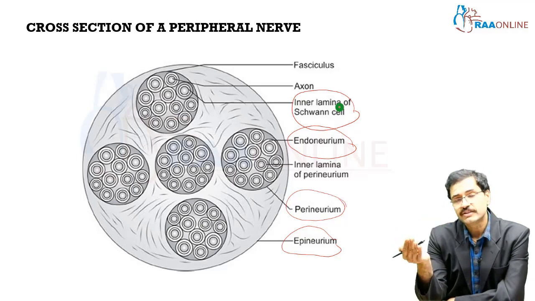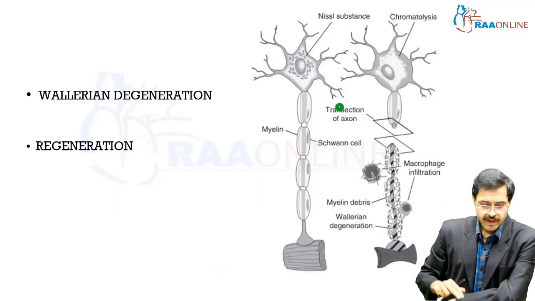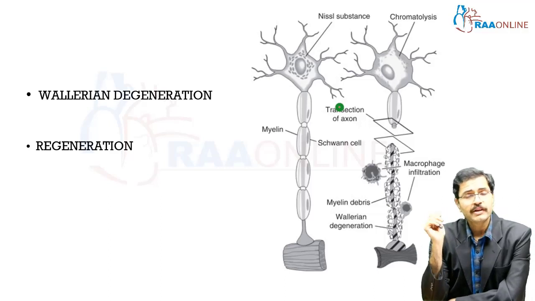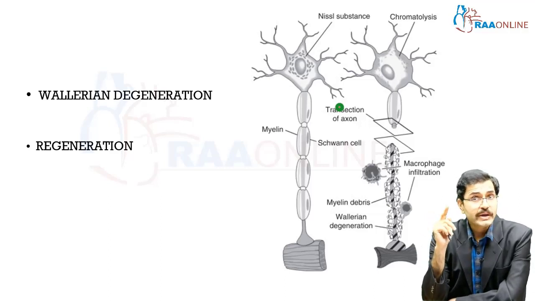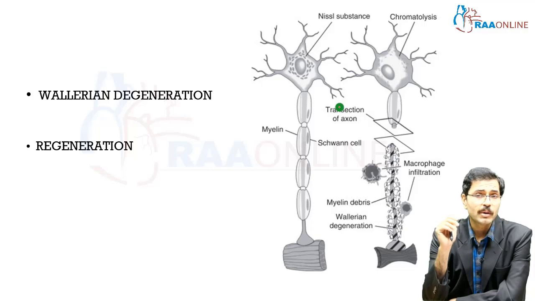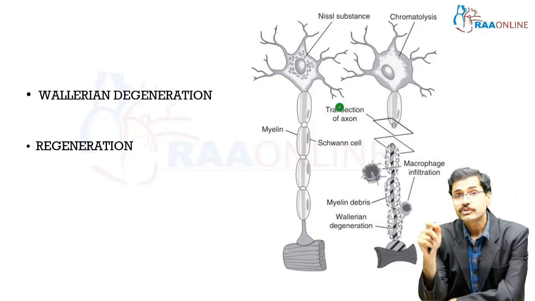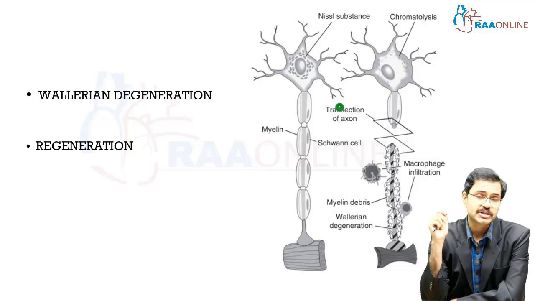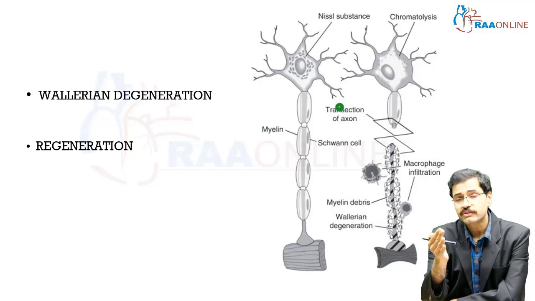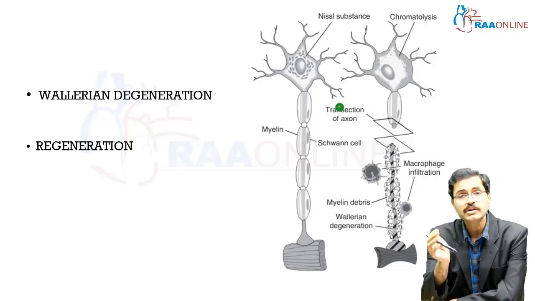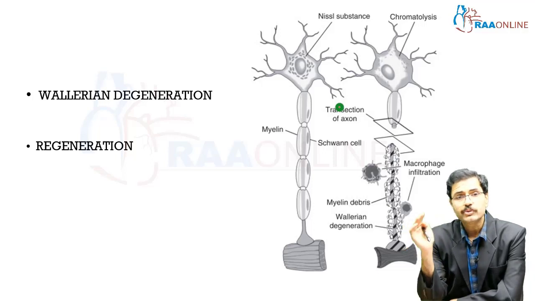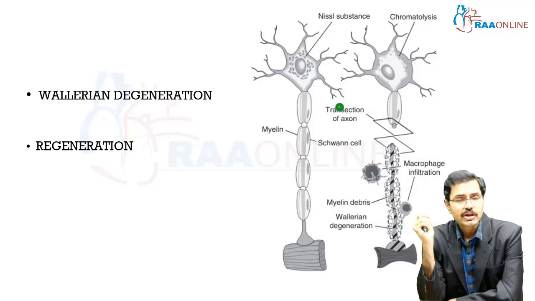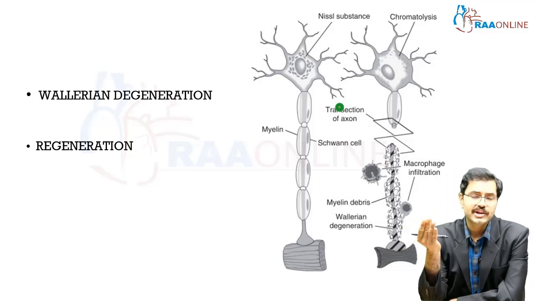Now, we find that nerves in the peripheral nervous system are unique in the fact that they undergo a process of degeneration prior to regeneration. This degenerative process is called Wallerian degeneration. It occurs when you have a complete injury to a nerve, say a total transection of the nerve fiber, then it tends to proceed towards Wallerian degeneration. So what exactly is Wallerian degeneration?